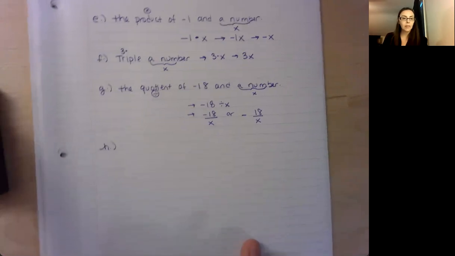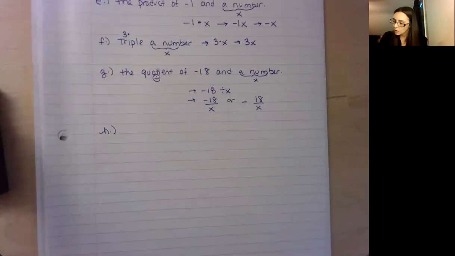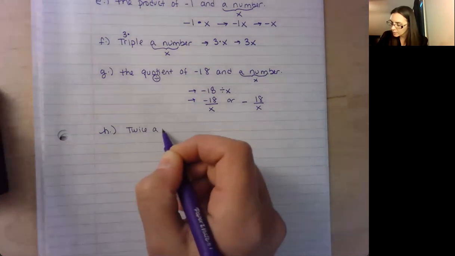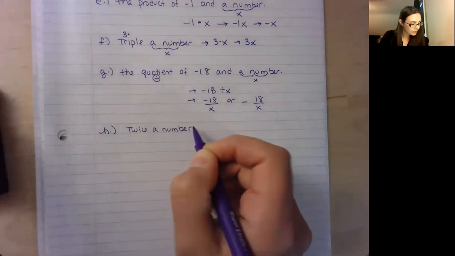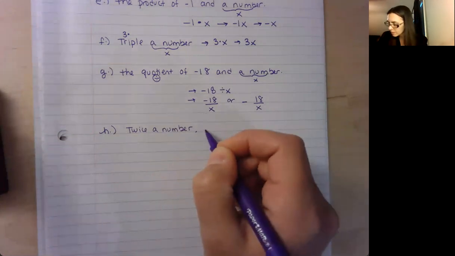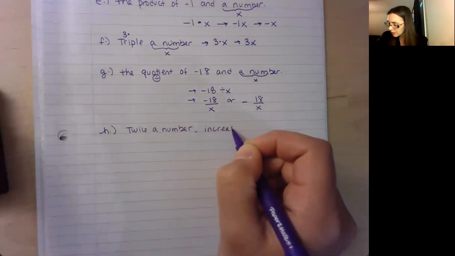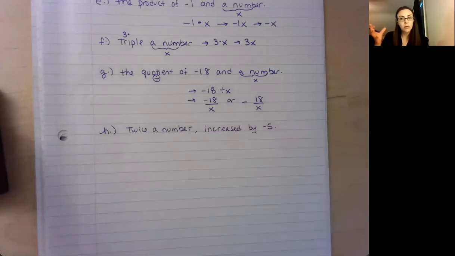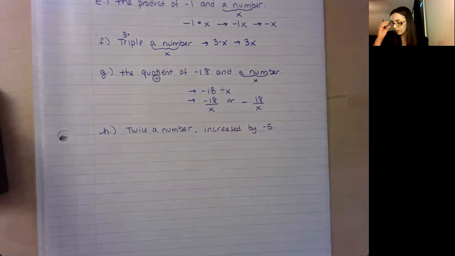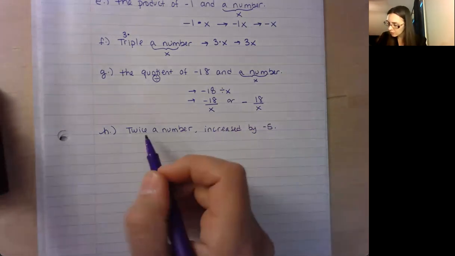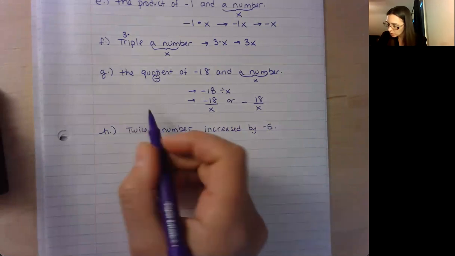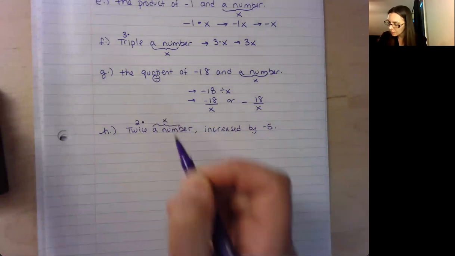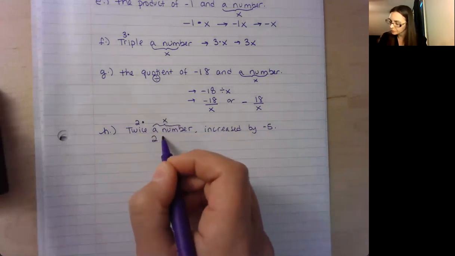All right, I'm gonna do a couple more examples and just take it up a little bit more. So let's say we have something like twice a number increased by -5. Okay, so now we have two phrases here in one sentence, sort of. So just break it down. We know twice means times 2, so 2 times, and we know the number is going to be x. So that first part here becomes 2x.